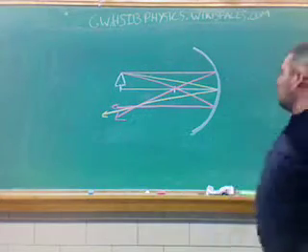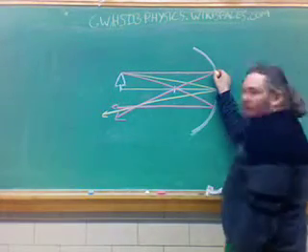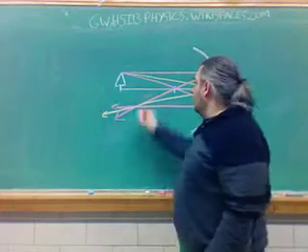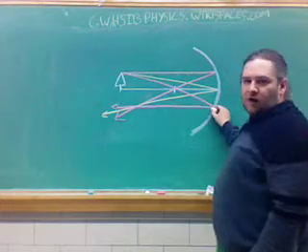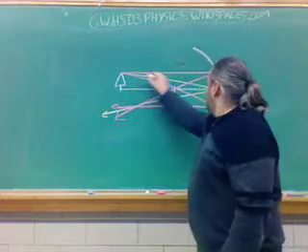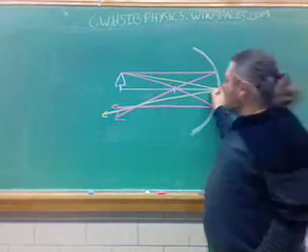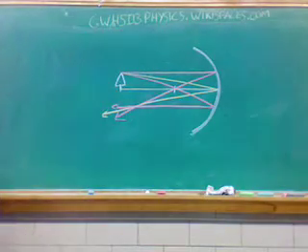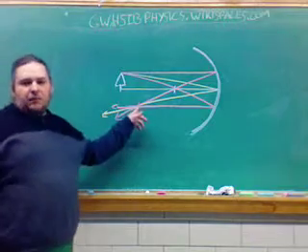Okay? So one ray comes in parallel, strikes this, goes through the focal point. Another ray goes in to the focal point, striking that point and then coming back out. And then another one goes bang, hits the center, and comes straight back out. Okay? So they're all converging at this one point.